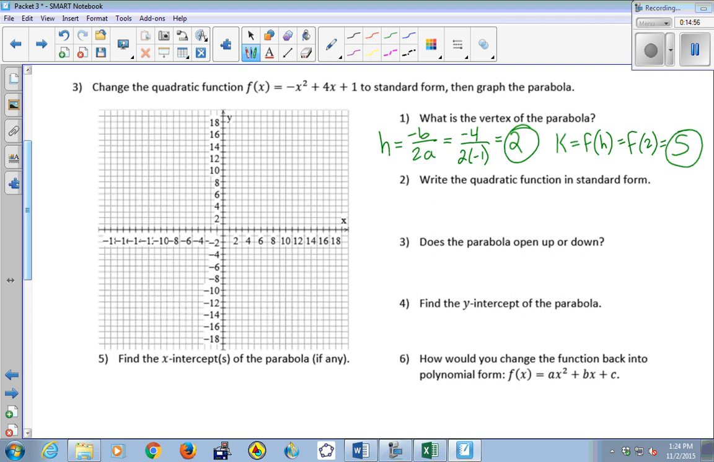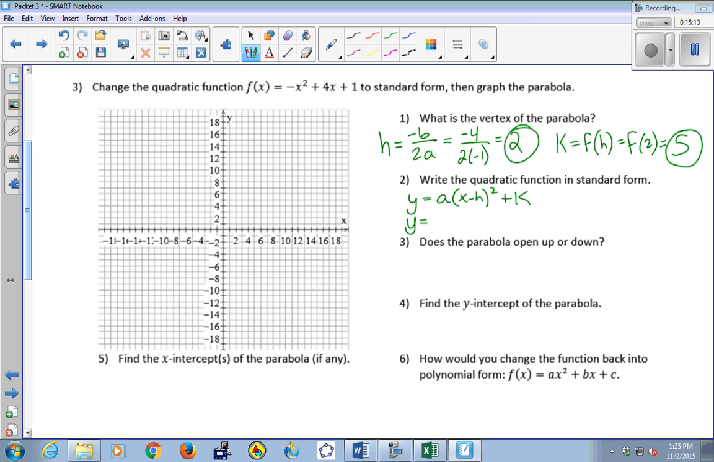And now that I have the vertex, I can write it in standard form. Right, so I'm just going to write out the general equation for standard form. That's a times x minus h squared plus k. And then I'm going to go ahead and replace a, h, and k with numbers.